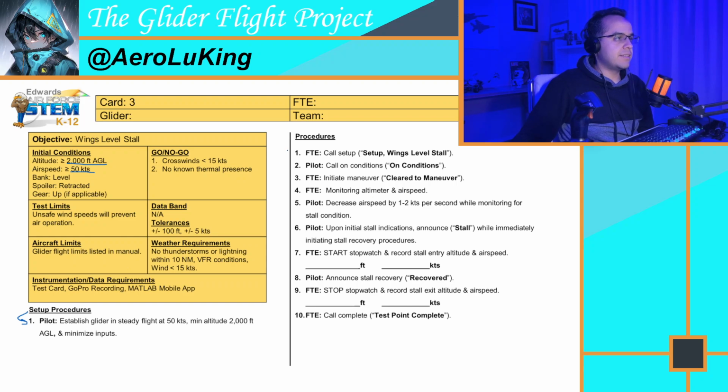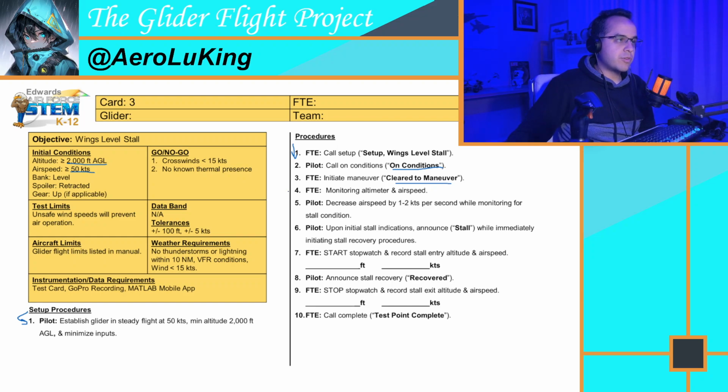And then it's saying, okay, to start the test point, you'll say, set up wings level stall. That's letting them know, hey, set up for this maneuver. Once the pilot's on condition, you'll ask them to say, please say on conditions, and you'll say clear to maneuver. That means I'm ready for you to execute the maneuver, and I'm ready to understand what I'm going to be reading as you're doing the maneuver so that I can write those numbers down.